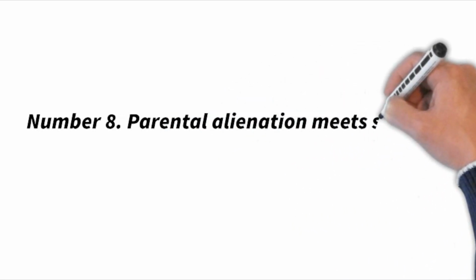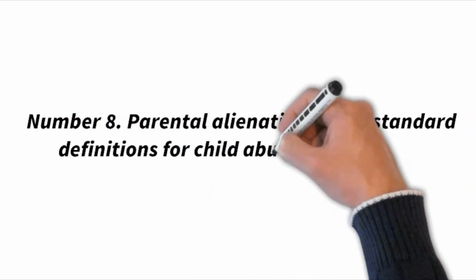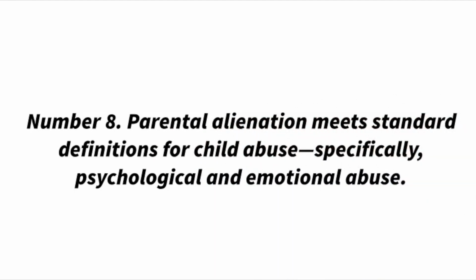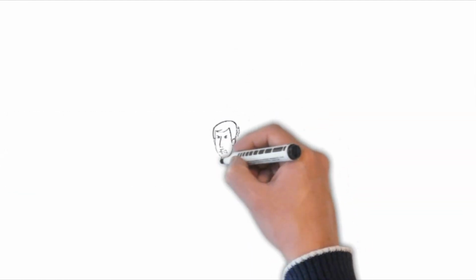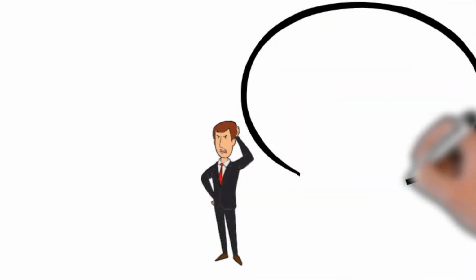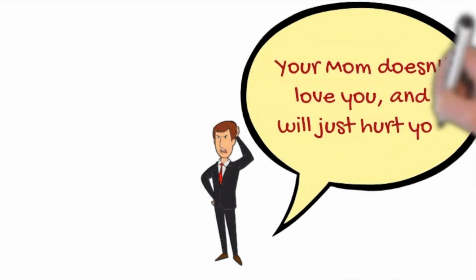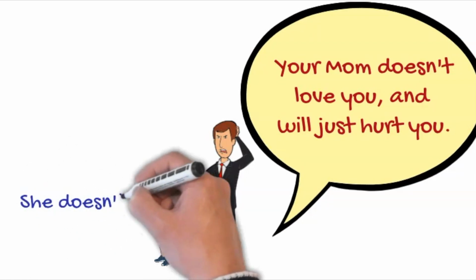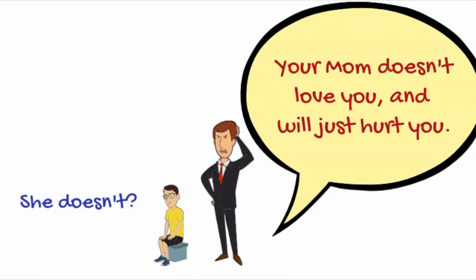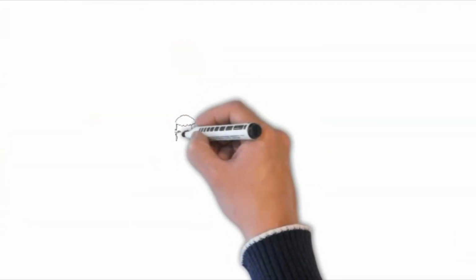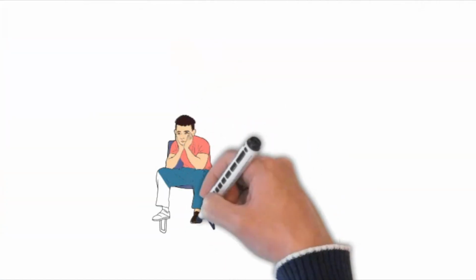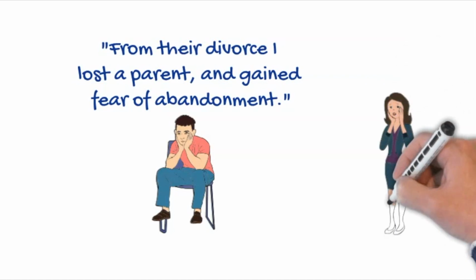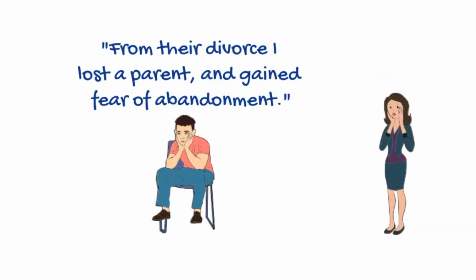Number 8. Parental alienation meets the standard definitions for child abuse, specifically psychological and emotional abuse. From the DSM-5, page 719, child psychological abuse is non-accidental verbal or symbolic acts by a child's parent or caregiver that result or have the reasonable potential to result in significant psychological harm to the child. Physical and sexual abusive acts are not included in this category.